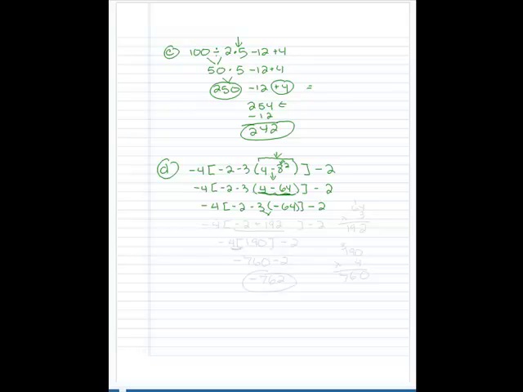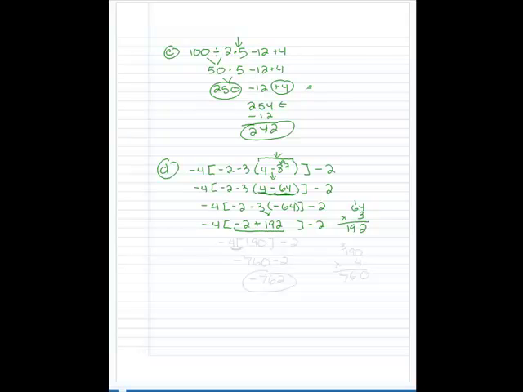So I'm going to do times. I'm going to rewrite everything. Bring down the -2. Now over here on the side, 64 times 3. I got 3 times 4 is 12. 6 times 3 is 18 plus that 1, 19. So 192. So a -3 times a -64 is a positive 192.